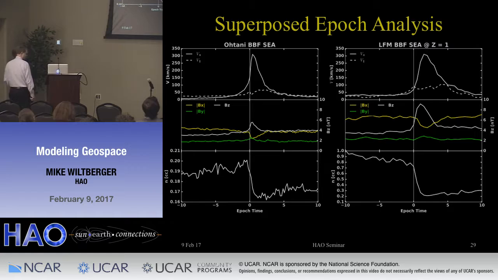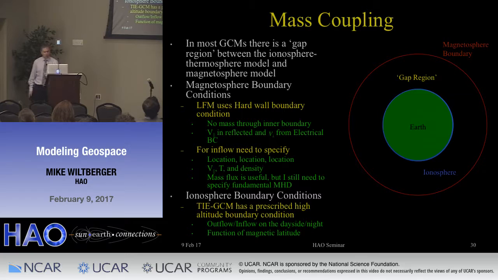So the last aspect of the coupling that I wanted to spend a little bit of time on is the mass coupling. In the way that we had been typically doing simulations or connections between the Earth's magnetosphere and ionosphere, we were ignoring any of the ability of the mass to flow through the low altitude boundary of the magnetospheric domain, typically placed about an RE or so above the surface of the Earth.